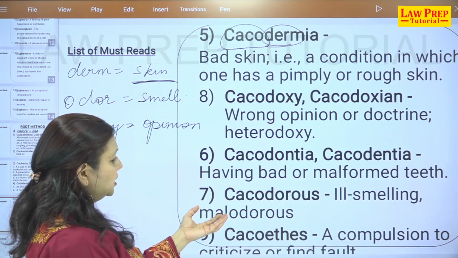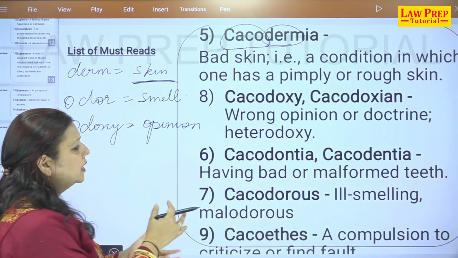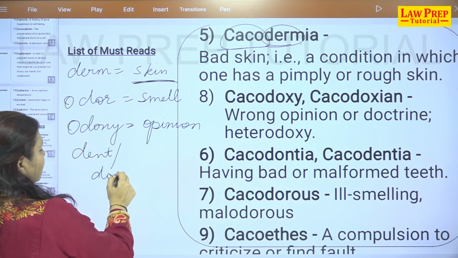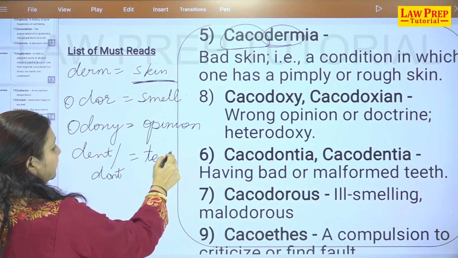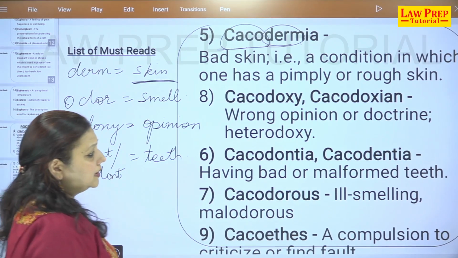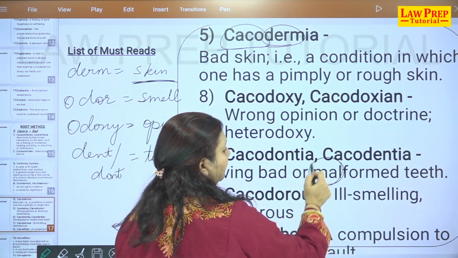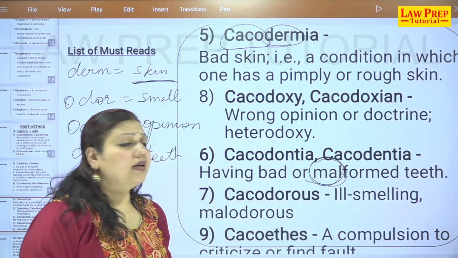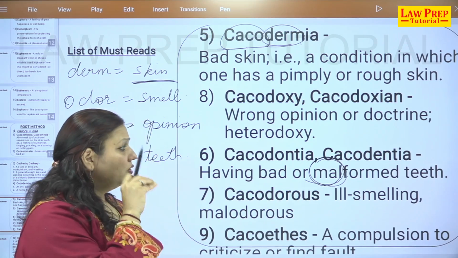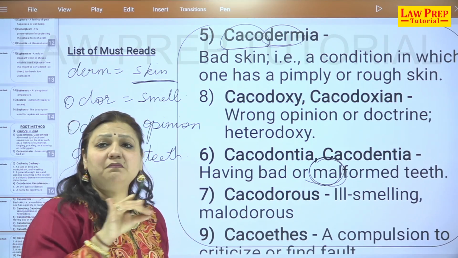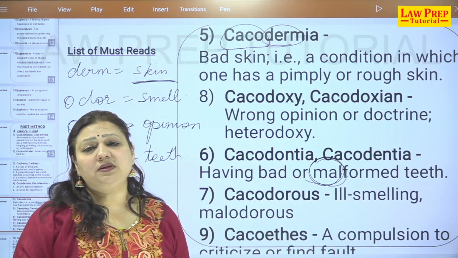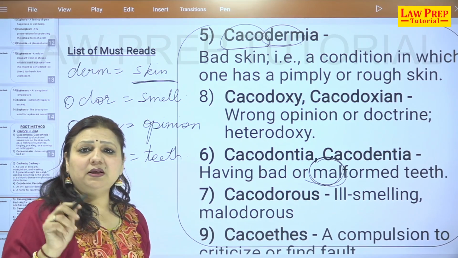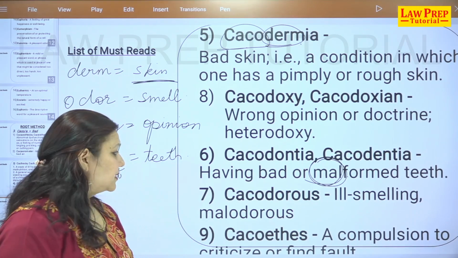And cacodontia, this is bad or malformed. You can see this word dent or don't, which is related to teeth. You can see the root here, right? Having bad or malformed teeth. So cacodontia is used for the teeth which are not in a proper shape, malformed teeth. So naturally you have to consult a dentist for this. Cacodontia patients should consult a renowned dentist.